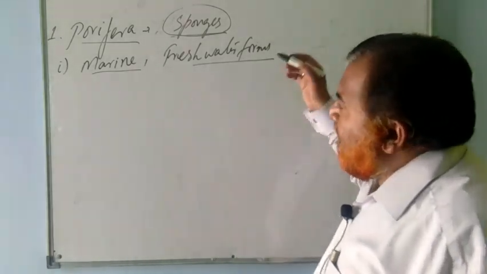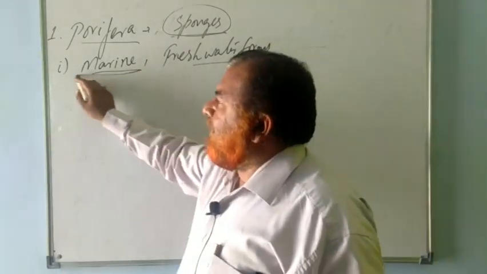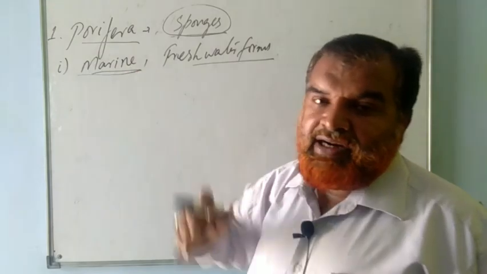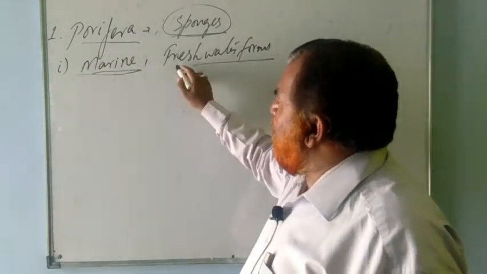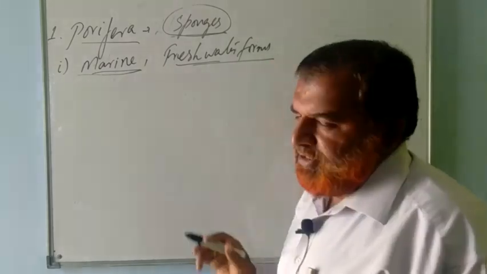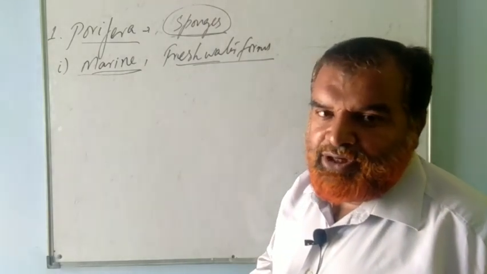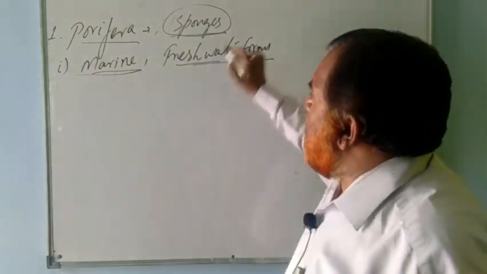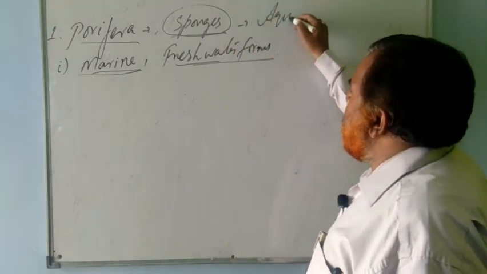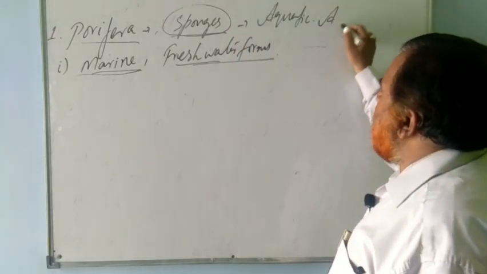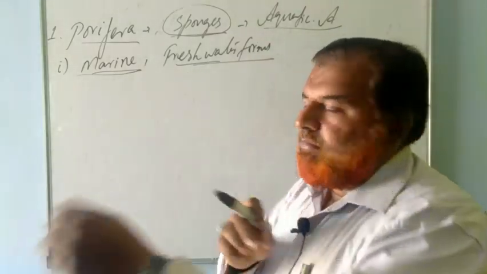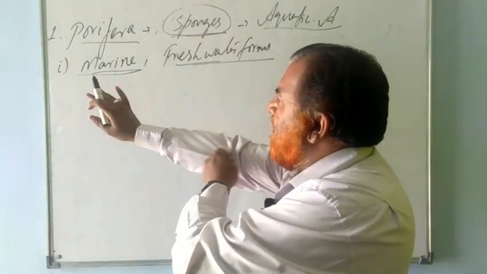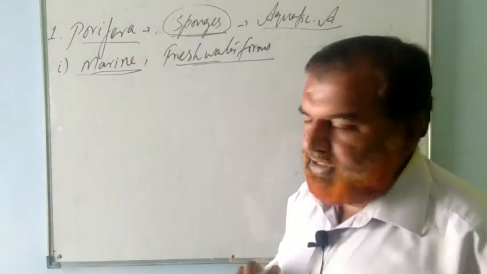Most of the animals are also aquatic. Here in aquatic again, most of them are marine, in salt water, in oceans. Few are freshwater forms. They live in ponds and lakes. So overall, they are aquatic animals. In aquatic again, most of them are marine, and some are freshwater animals. I hope it's clear.